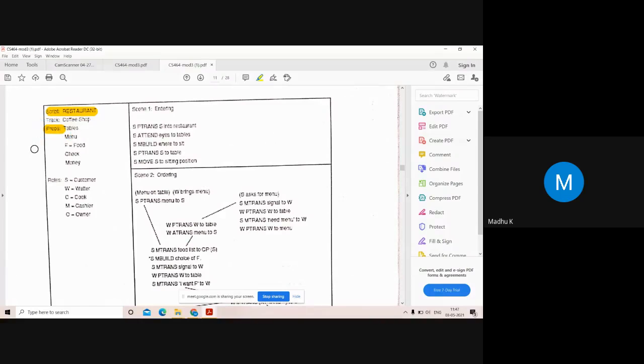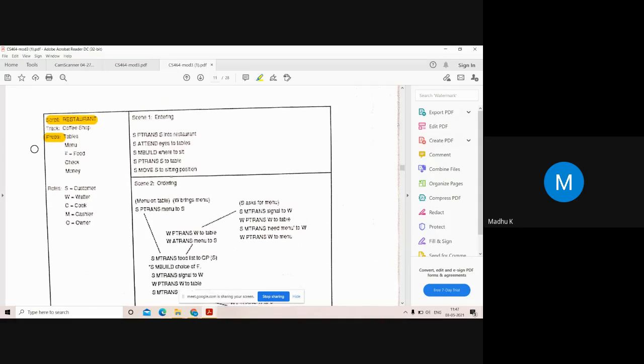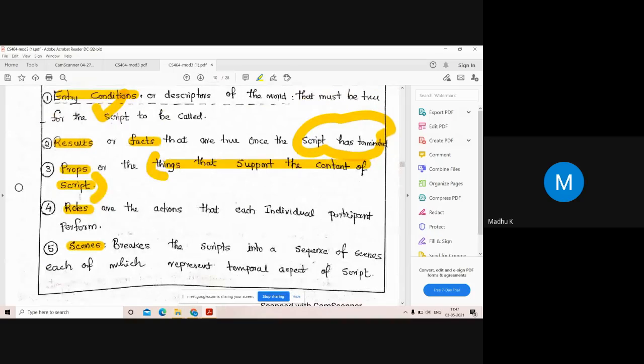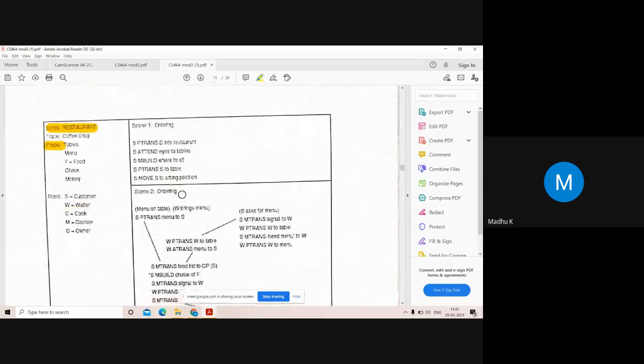What is props? Props means things that support the content of the script. In the case of a restaurant script, tables, food, money, etc. are the props. Just try to understand what props are. These are actually objects involved in the script. Objects involved in the script are called props. Just try to understand that concept.